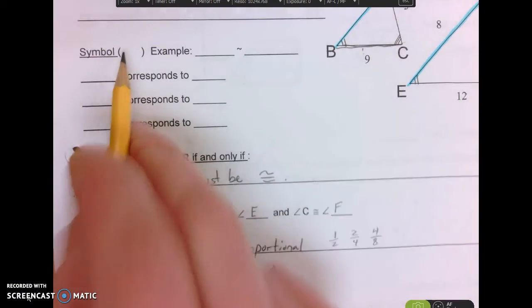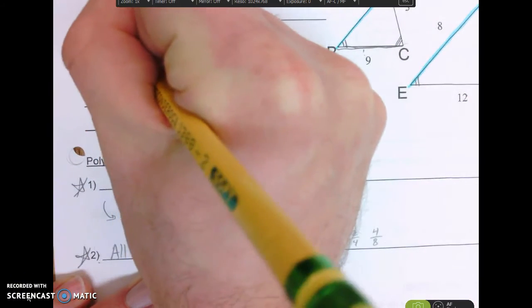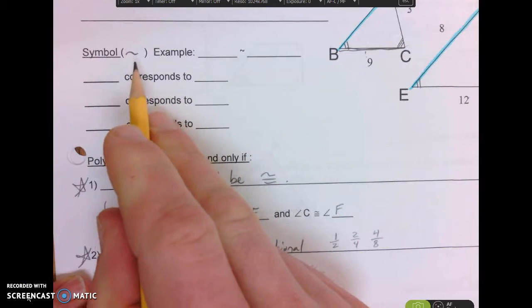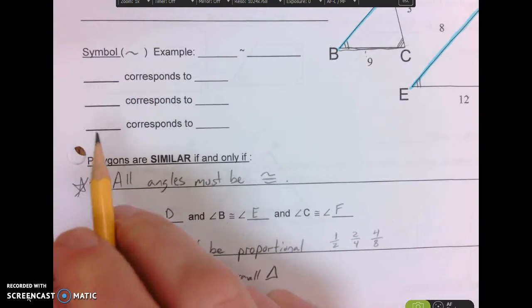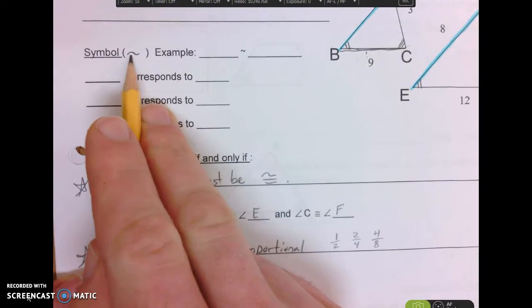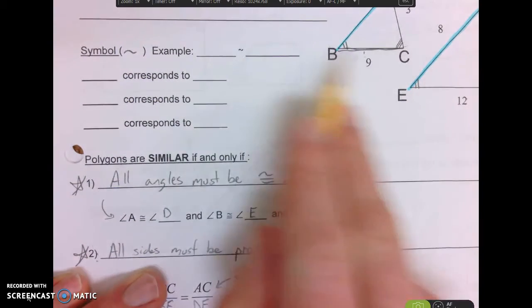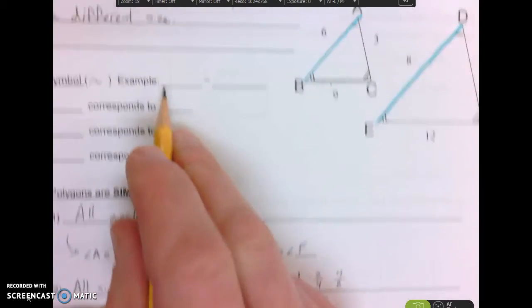So we'll go back up to the middle of the page. The symbol, this tilde, it's called. It's like the top of when two things are congruent. This tilde is saying that these two shapes here are similar. Now, order is very important.